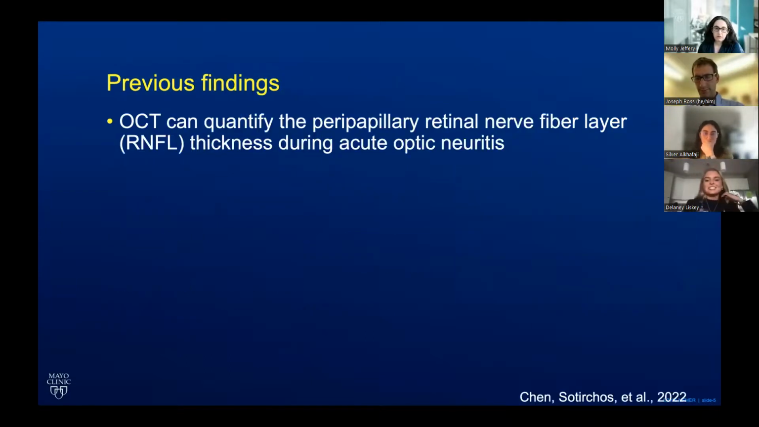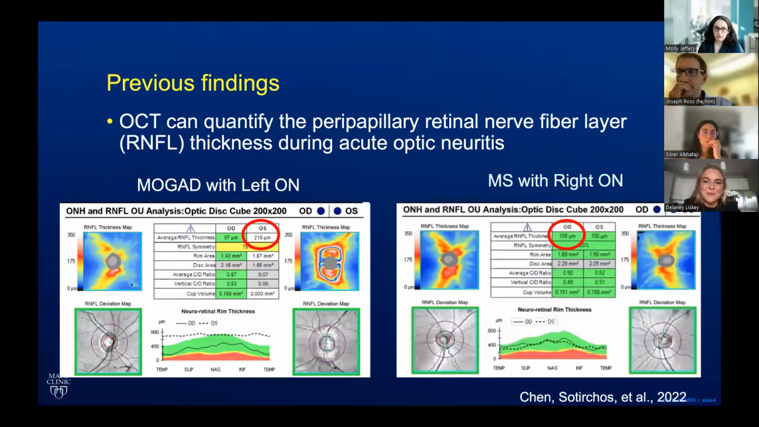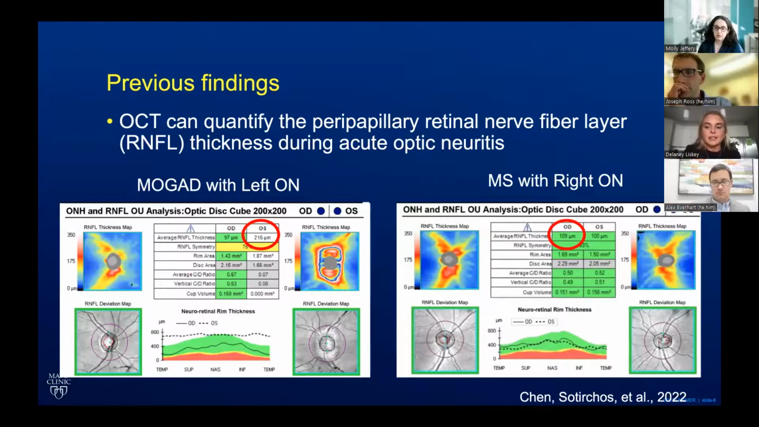Recently we determined that OCT images of patients with MOGAD and MS sufficiently quantified RNFL thickness during an initial attack of optic neuritis. As a side note, a healthy optic nerve on average is 100 microns. Here we can see that a patient with MOGAD experiences significant swelling of 215 microns in the left optic nerve during their initial bout of optic neuritis. And on the right side, our example patient with MS only experiences 9 microns of swelling in the right eye during their initial bout of optic neuritis.